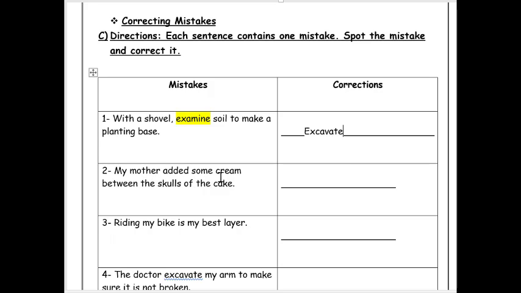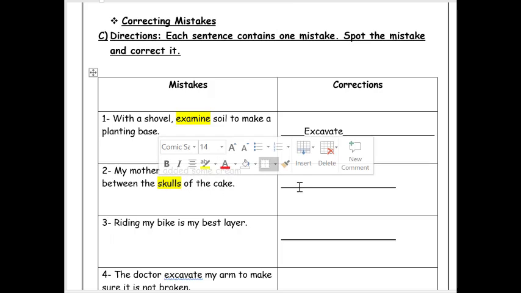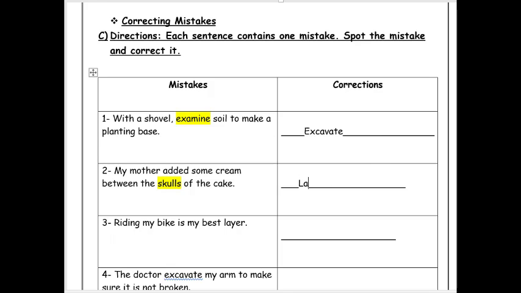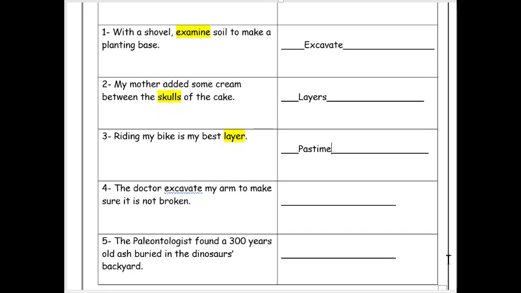Number 2, my mother added some cream between the skulls of the cake. So skulls is the mistake and the correct word is layers. Number 3, riding my bike is my best layer. So layer is the mistake and the correct word is pastime. Number 4, the doctor excavates my arm to make sure it is not broken. So excavate is wrong and the right word is examine.